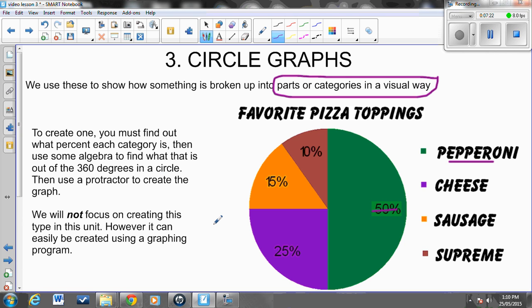So to create one of these, first you have to figure out what percent each category is, and then do some algebra and figure out, out of the 360 degrees in a circle, how much would each of these be, and then use a protractor. We are not going to focus on this type of graph in terms of creating it. You should be able to read one and answer questions, but we're not going to focus on drawing one.